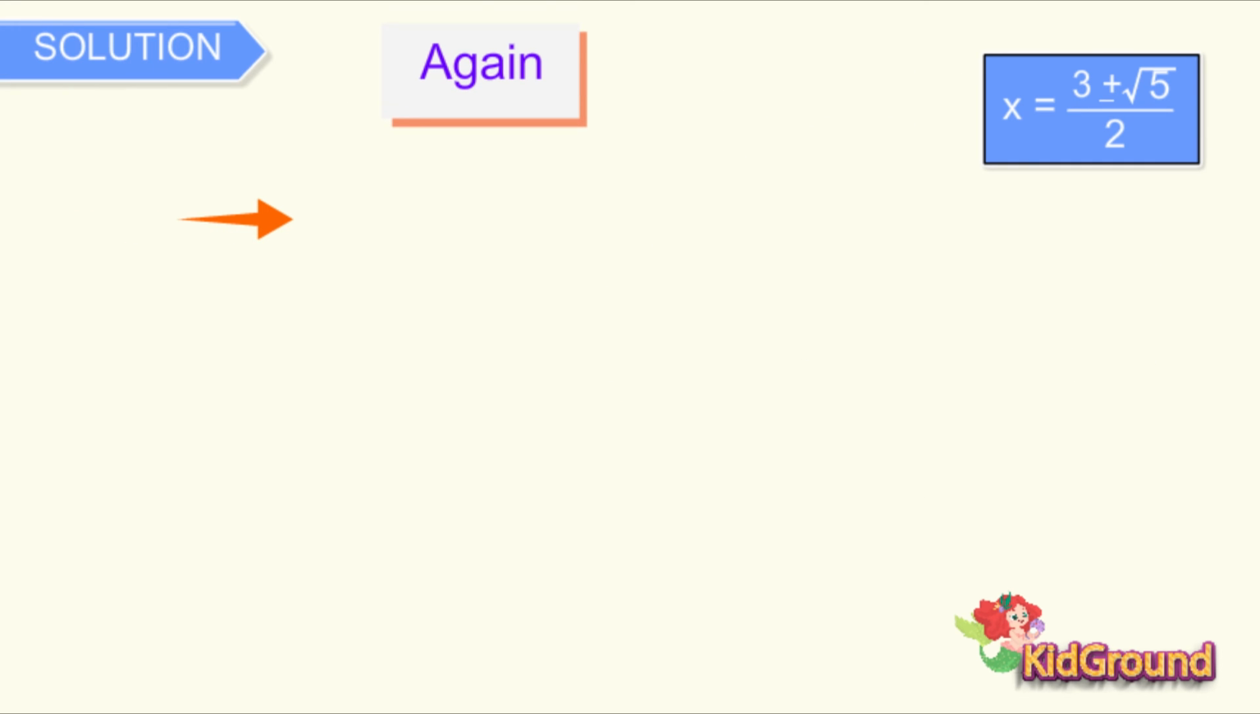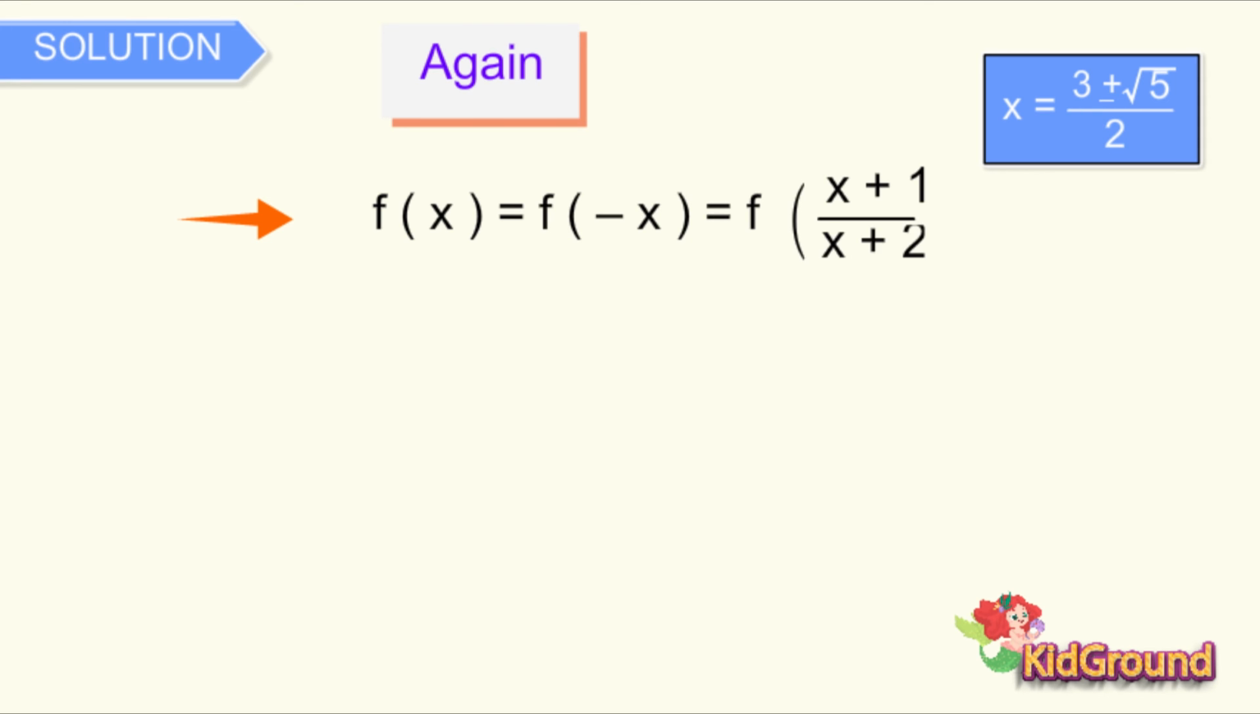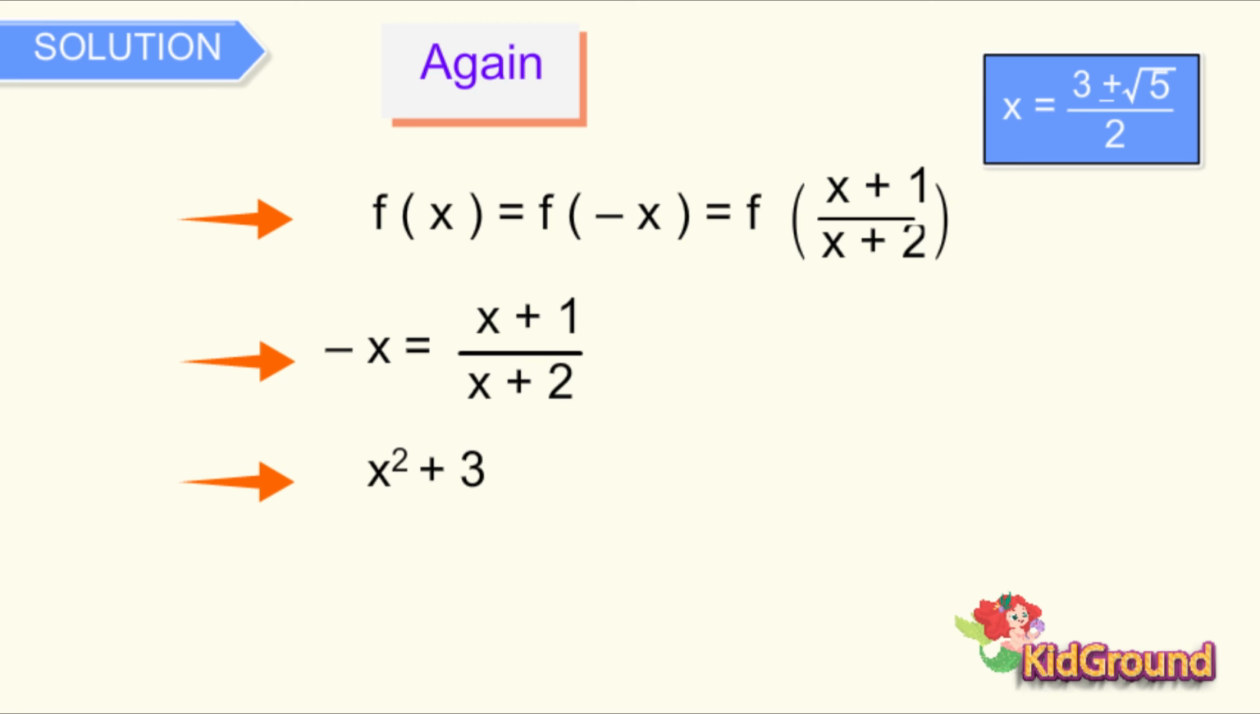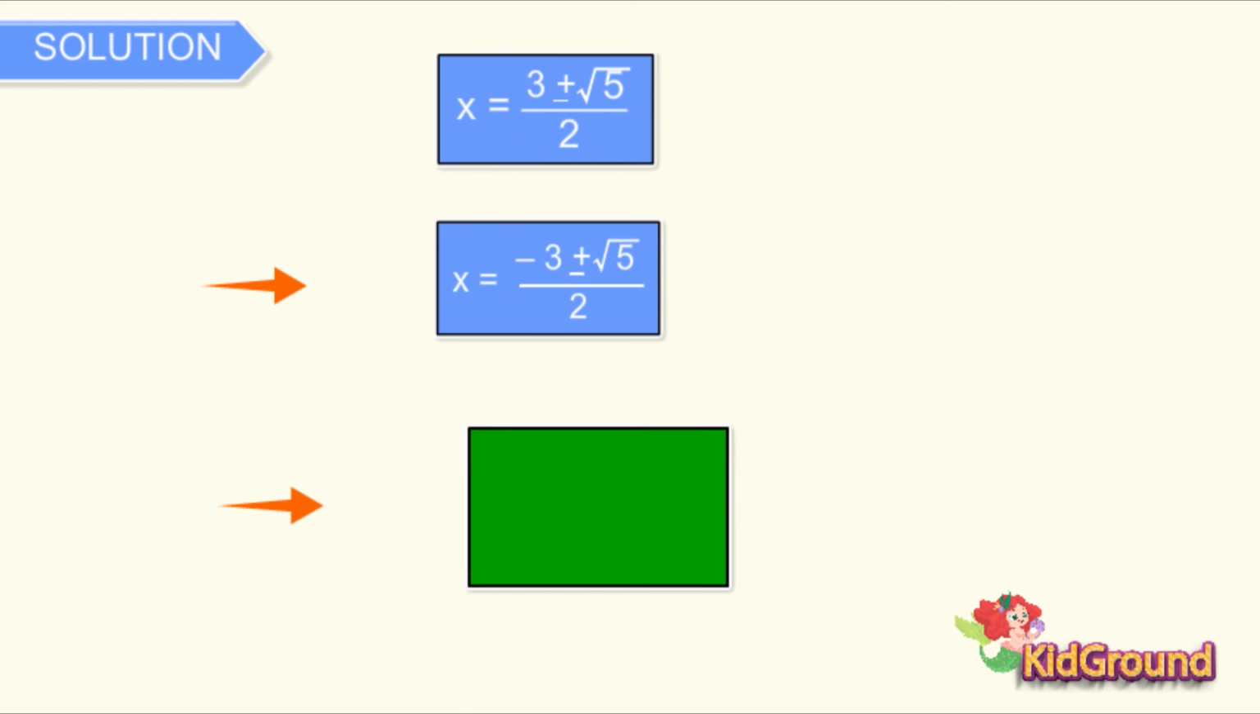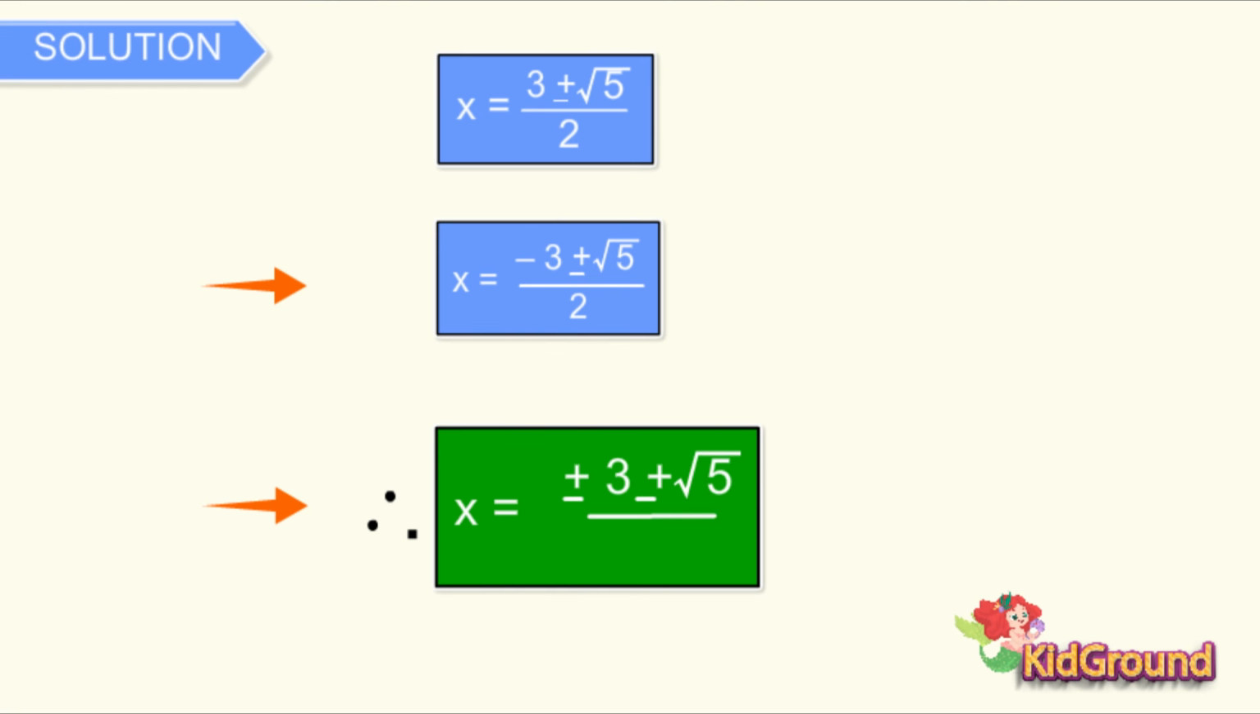Again, from the given equation we can write that f(x) is equal to f(-x) equal to f((x+1)/(x+2)). We get -x equal to (x+1)/(x+2), which on simplification we get x squared plus 3x plus 1 is equal to 0. On solving, we get two more values of x as (-3 plus minus root 5) divided by 2. Therefore, four values of x are plus minus (3 plus minus root 5) whole divided by 2.